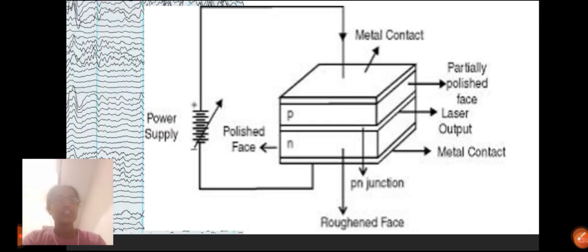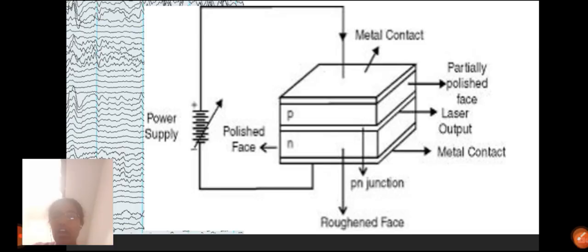We see the top and bottom two faces are polished. One end of the polished face is partially reflective and the other end is highly reflective.